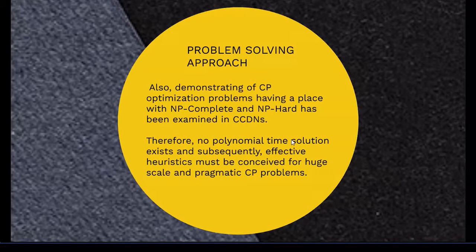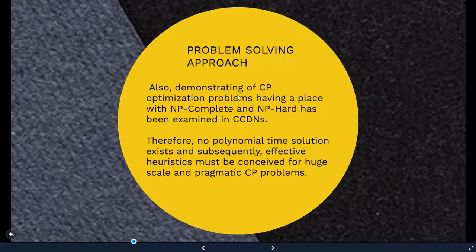So let's look at how this problem can be approached. This problem, as we talked, is an NP complete and also NP hard problem. So there doesn't exist any polynomial time solution, so we might have to use effective heuristics to get a feasible solution.